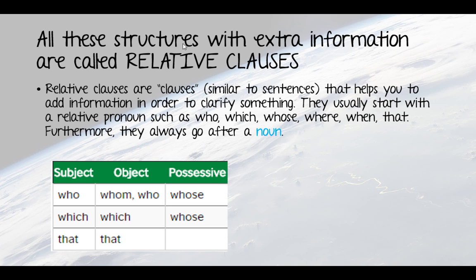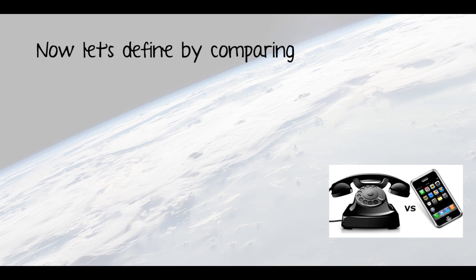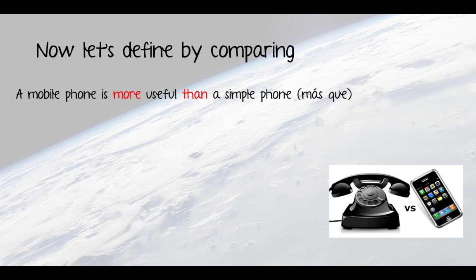Now, let's define by comparing. So again, we have a mobile phone and a simple phone, a conventional phone. Let's see. A mobile phone is more useful than a simple phone. En este caso, more es más, ¿cierto? Y than corresponde a qué. More than, más que, ¿ya? El than es un que solamente se usa para comparación, ¿ya? No lo puedes usar en otro contexto.